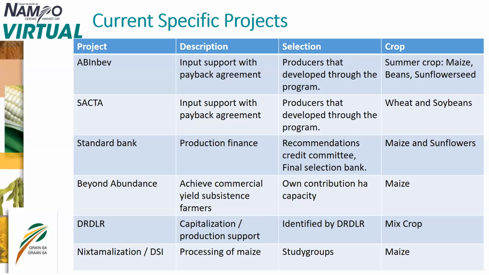Within the AB InBev project, we had 88 producers participating, and these 88 producers are almost finished now and looking very good in terms of the season. The majority of them paid back the revolving investment and are ready for the next season going forward.